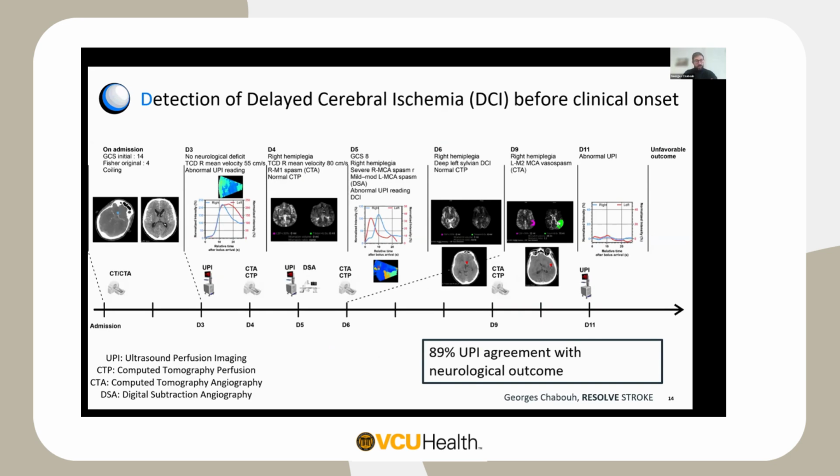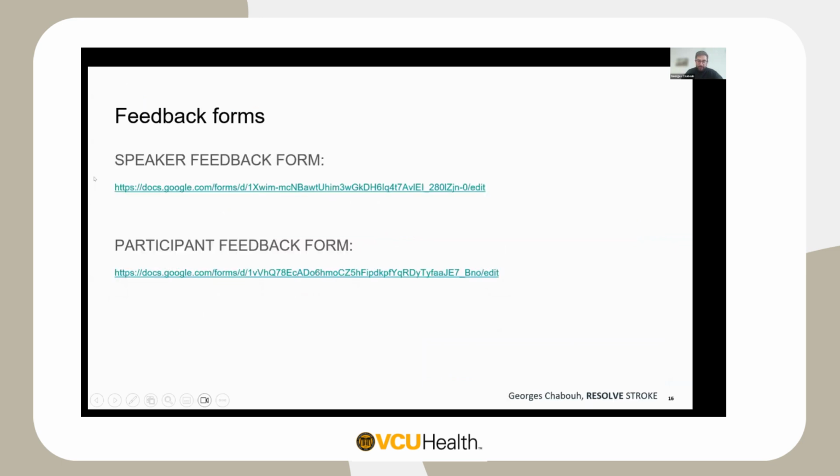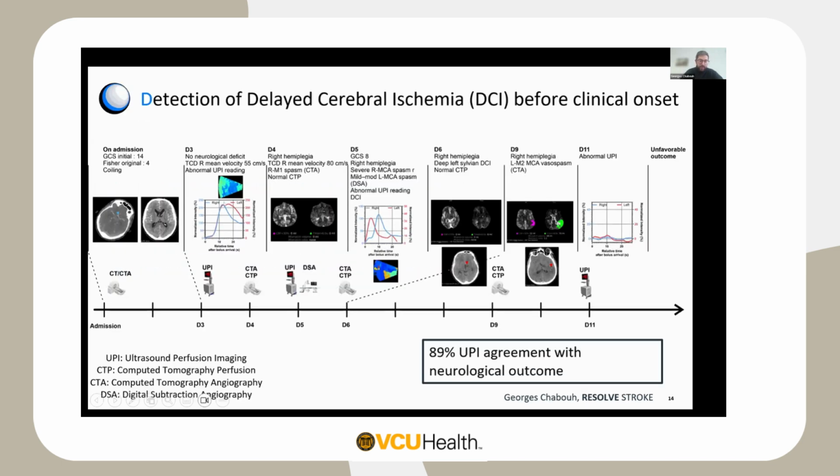So I want to share with you the story of this patient quickly, where we detected delayed cerebral ischemia before the clinical onset. So this patient was on admission for aneurysmal subarachnoid hemorrhage, got coiling, and then at day 3, we performed our ultrasound perfusion imaging. And as you can see here, we could see clearly how the left side has abnormal perfusion, so there is heterogeneity in the map, and the time intensity curve is actually widespread and coming later.